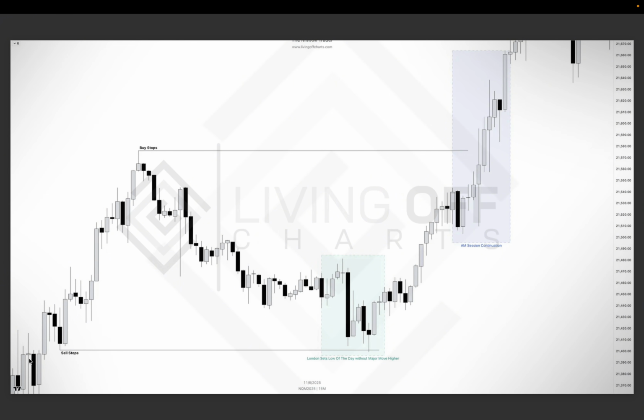Okay, here's an example of London setting the low of the day. So the sell stops here with the order block. London trades down lower here after an Asian session consolidation, and then we see a change in the state of delivery here. No massive move in London, and the buy stops draw on liquidity still present. We can expect the AM session to be a continuation and to see an expansion.